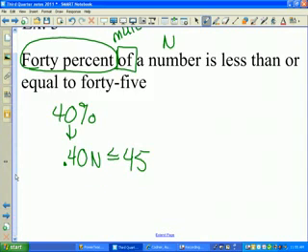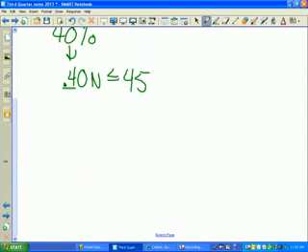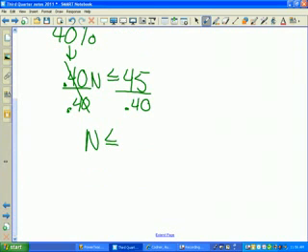So now we're just going right into solving. We're dividing both sides by 0.40, or 0.4. Since I'm dividing by a positive number, my sign is going to stay the same. So it'll be n is less than or equal to 112.5. Okay, so any number less than or equal to 112.5 will satisfy that inequality.